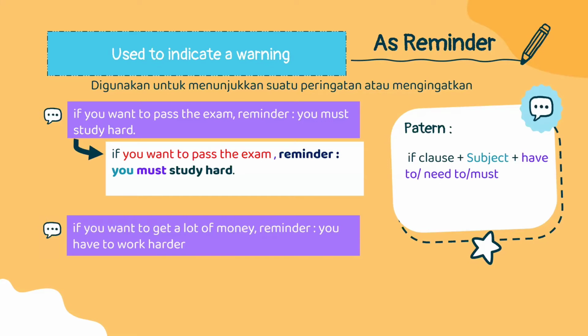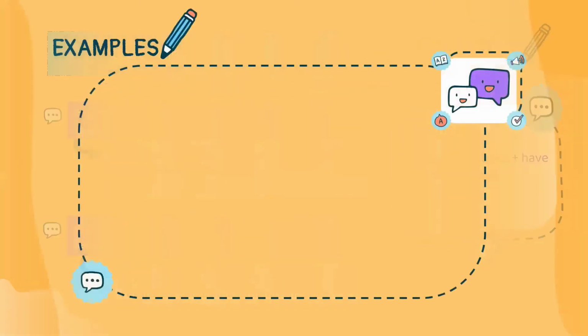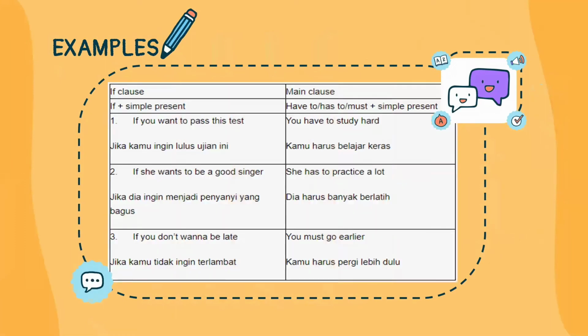Okay. If you want to get a lot of money, reminder, you have to work harder. If you want to get a lot of money is the if clause. Reminder, you is subject, have to work harder. Okay, more example. If clause, if plus simple present. Main clause, have to or has to or must plus simple present.